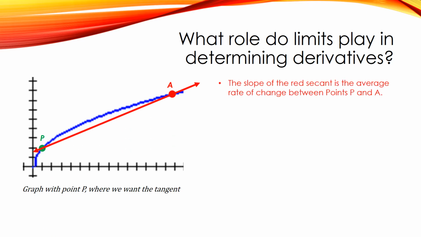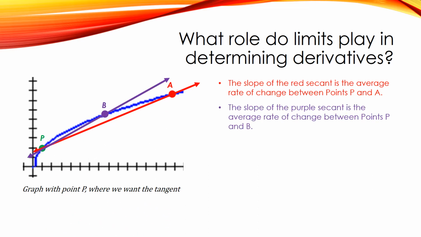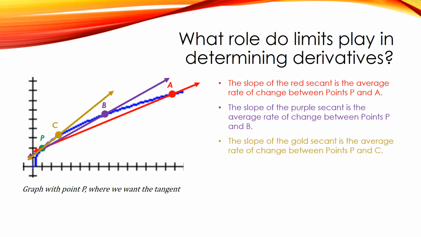The slope of the red secant is the average rate of change between points P and A. The slope of the purple secant is the average rate of change between points P and B. The slope of the gold secant is the average rate of change between points P and C. Notice that the slope of the secant lines is changing as we move closer to point P.